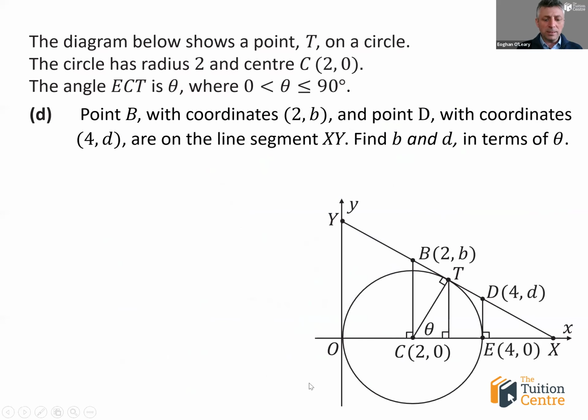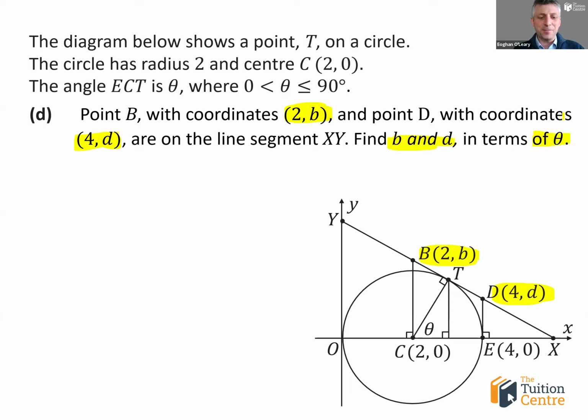So now we're down to the last part, part D. Now, the truth is, I know sometimes people lose the will to go on in these questions, but when you look at this, it might look horrible, but it's actually okay. The point B is 2 comma B. The point D is 4 comma D. They're on the line segment XY. Find B and D in terms of theta.